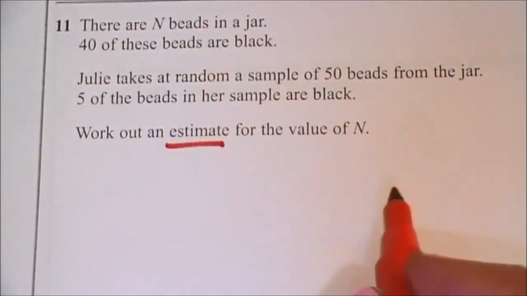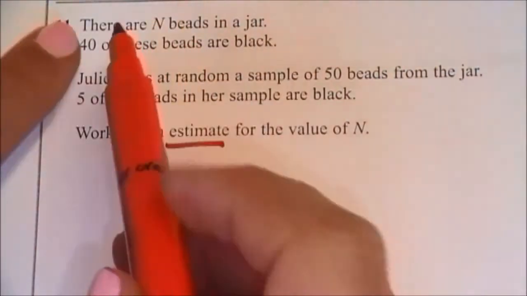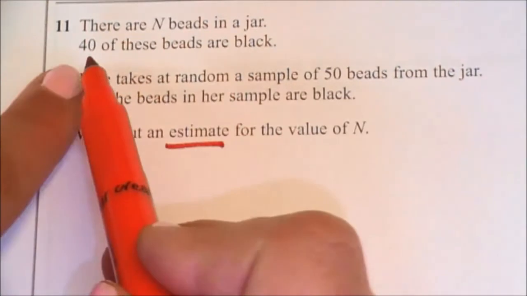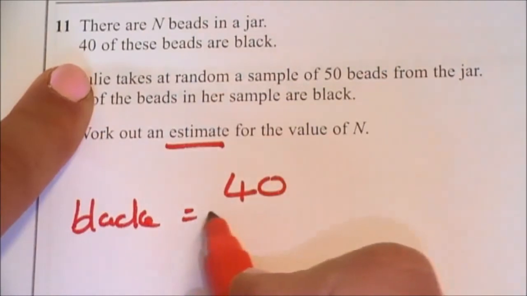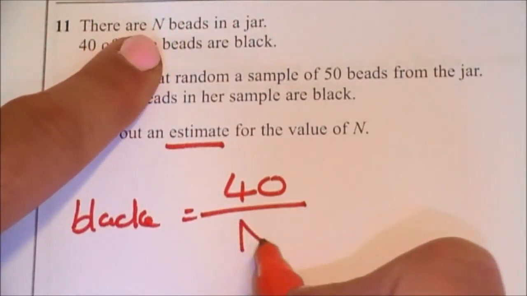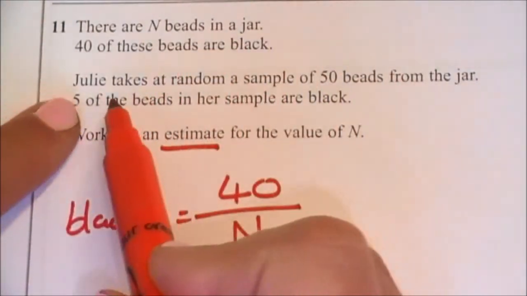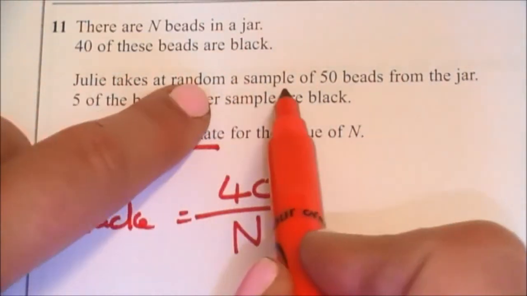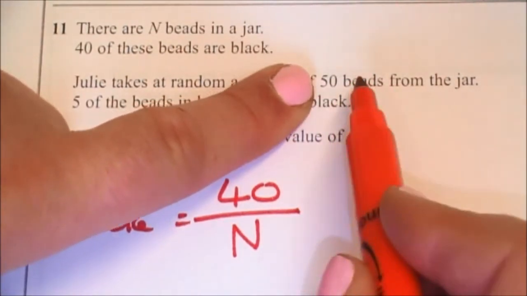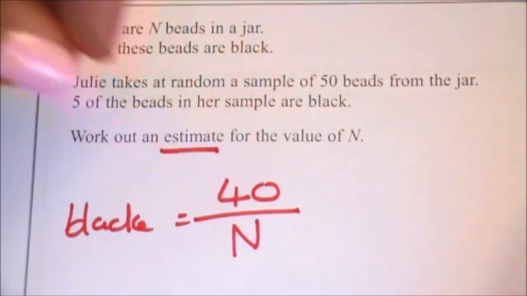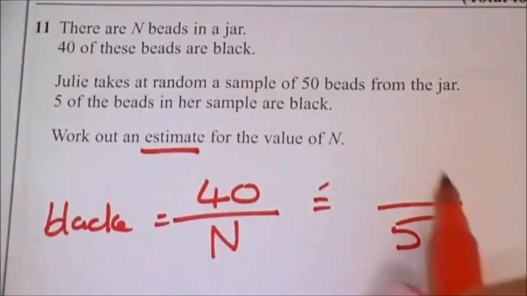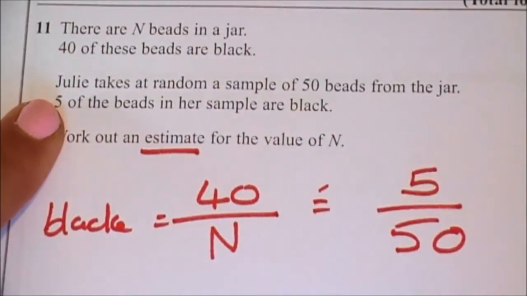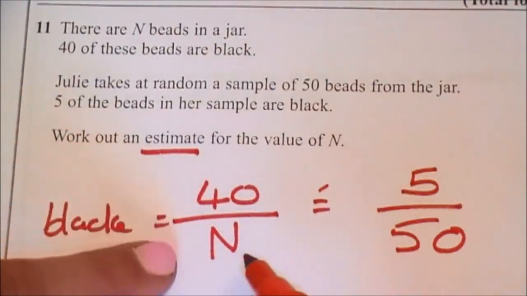So let's think of some fractions here because we're dealing with probabilities really. So there's a total of n beads in a jar. 40 of them are black. So black beads, there are 40 out of, we don't know. So 40 out of n. Now we know that when Julie takes at random a sample of 50, regardless of how many beads were in there, she's gone in and randomly picked out 50 beads. So she's got in front of her now just a collection of 50 beads. 5 of them happen to be black. Work out an estimate for the value of n.